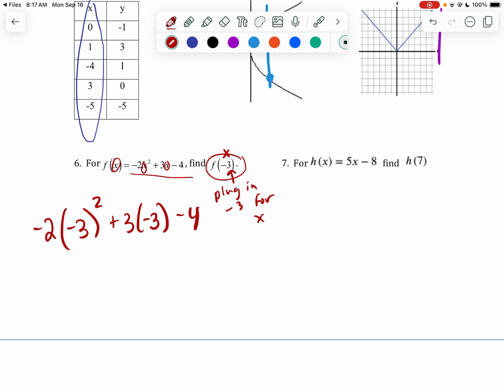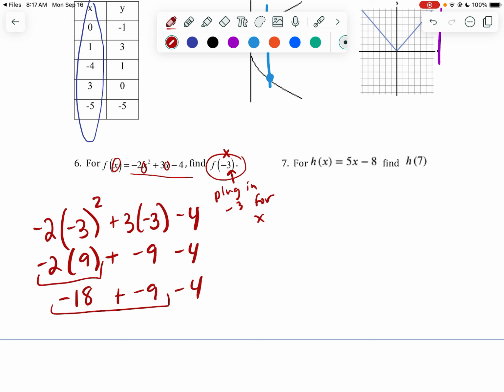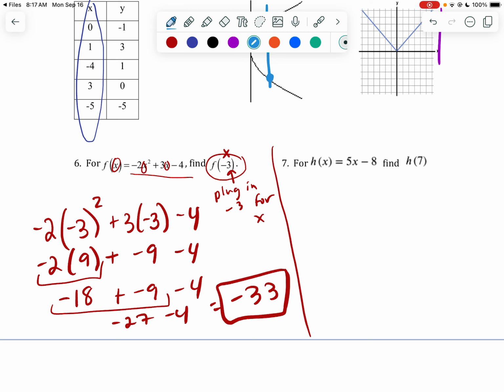And then you could just type this right into a calculator. Could do it by hand. So -3 squared, that's +9. 3 times -3, that's -9. Again, you could just type this right into a calculator. -18 plus -9, that's -27 minus 4. So final answer, we should get -33. Okay, so why don't you pause me, try number 7, come back.